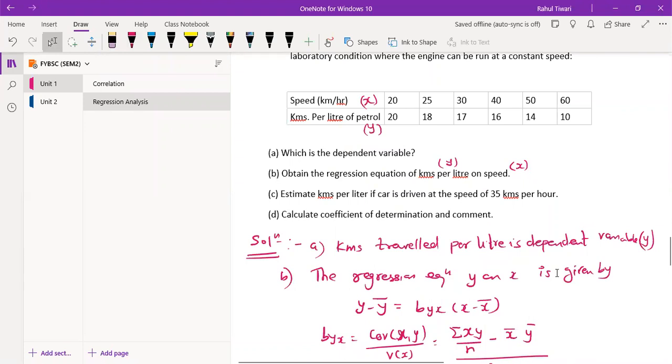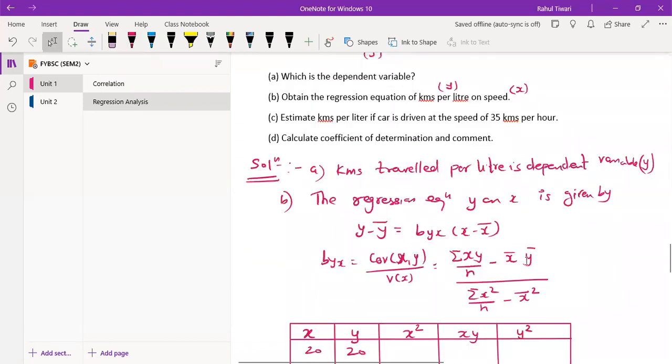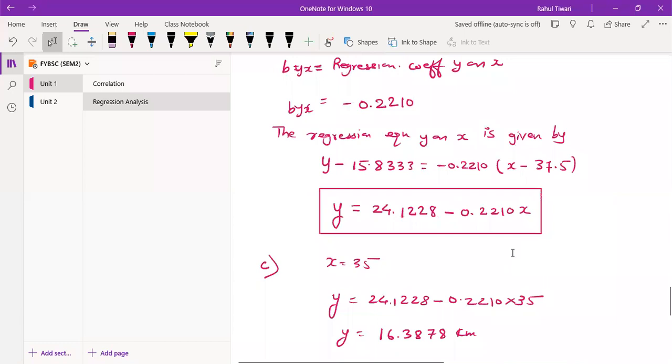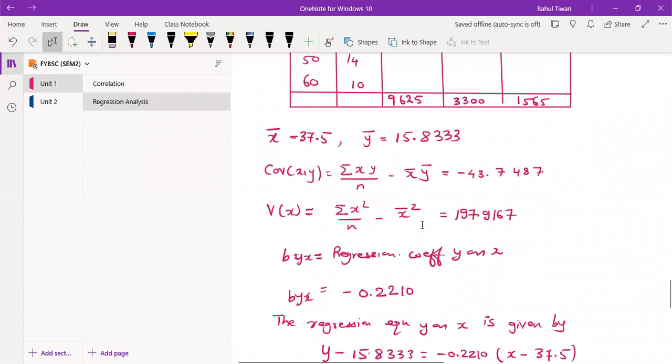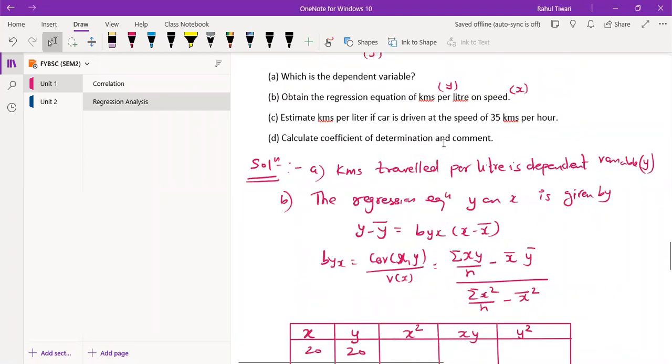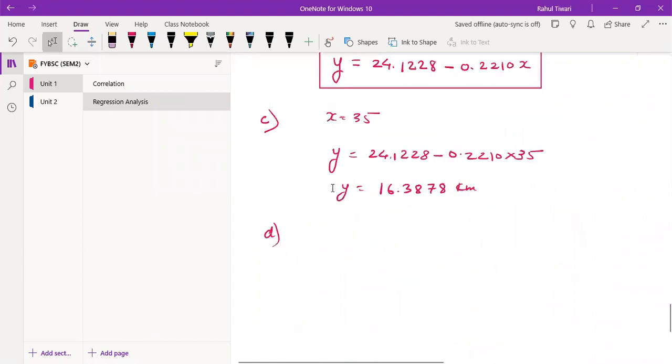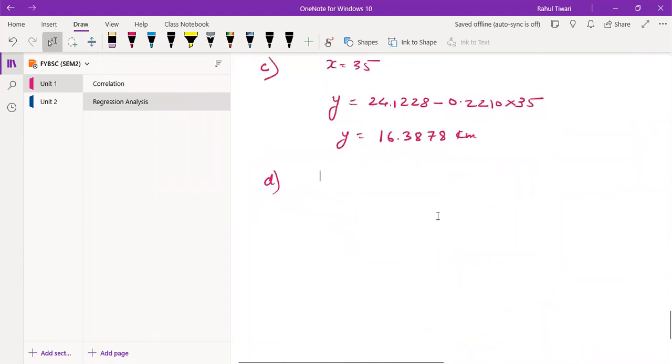This is the regression. Now what is the next concept, which is called D? In this, there is a small concept which I didn't tell you. That is the concept of the coefficient of determination. What is the coefficient of determination? This coefficient of determination is nothing but your R square value.